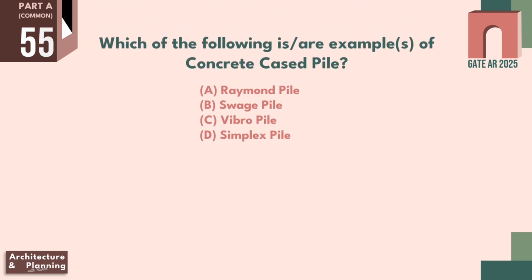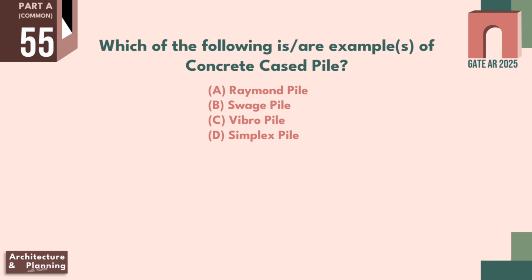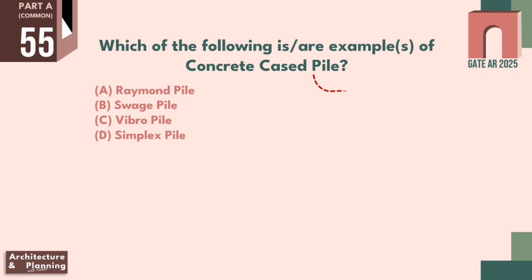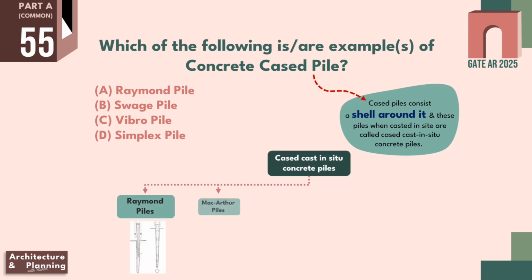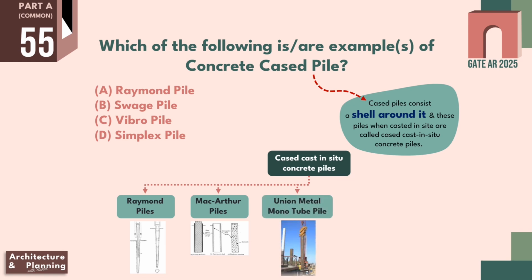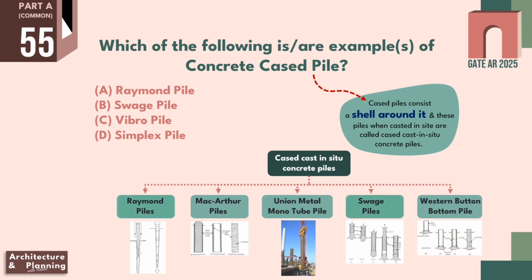Next question is, which of the following is or are example of concrete cased pile? First we will see what is cased pile. Cased pile consists of a shell around it, and when these piles are cast at the site, then they are called cast in situ concrete piles. There are mainly 5 types of concrete cased piles. First is Raymond pile, then MacArthur pile. Third is Union metal monotube pile, swage pile, and last is Western button bottom pile. Out of these 5, Raymond pile and swage pile are given in the options.